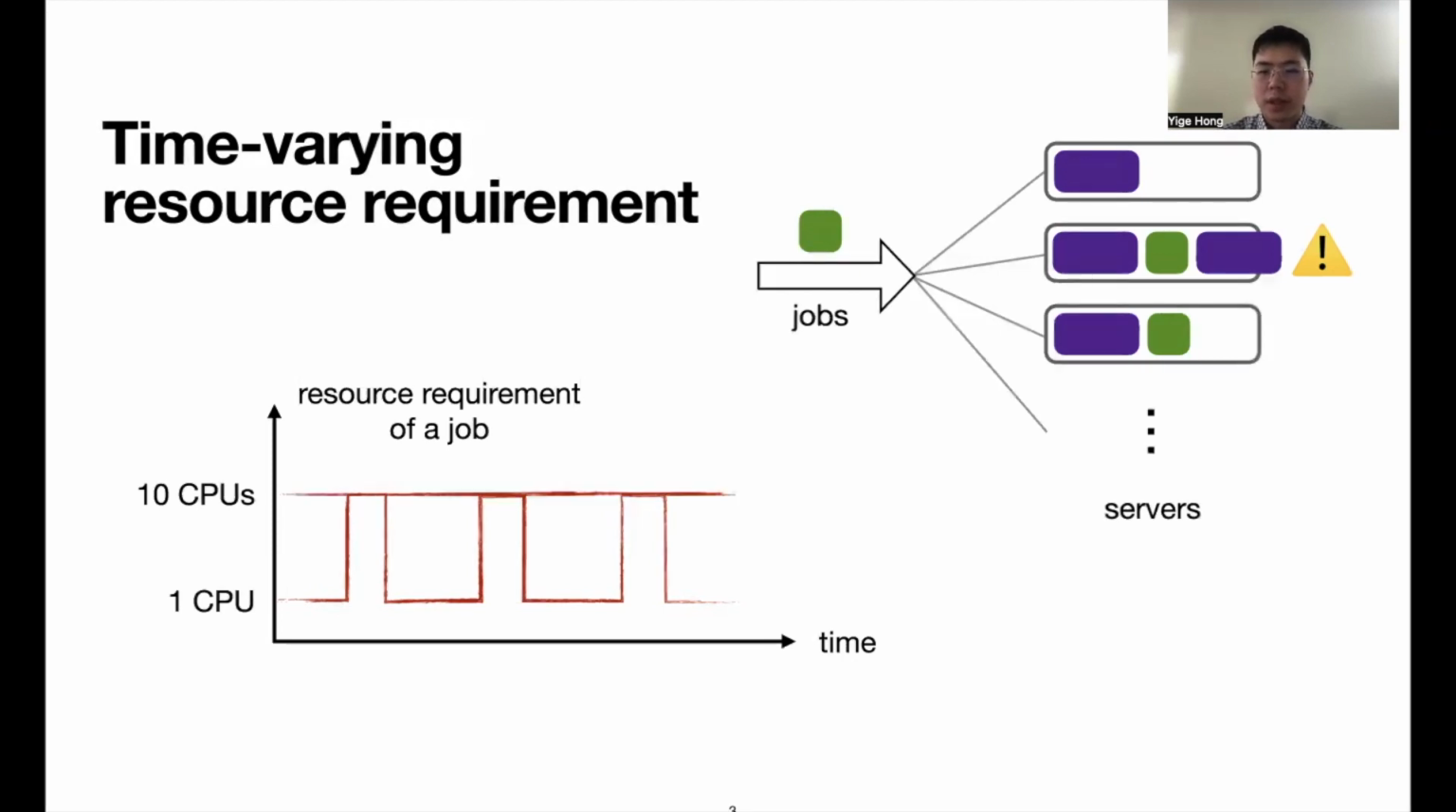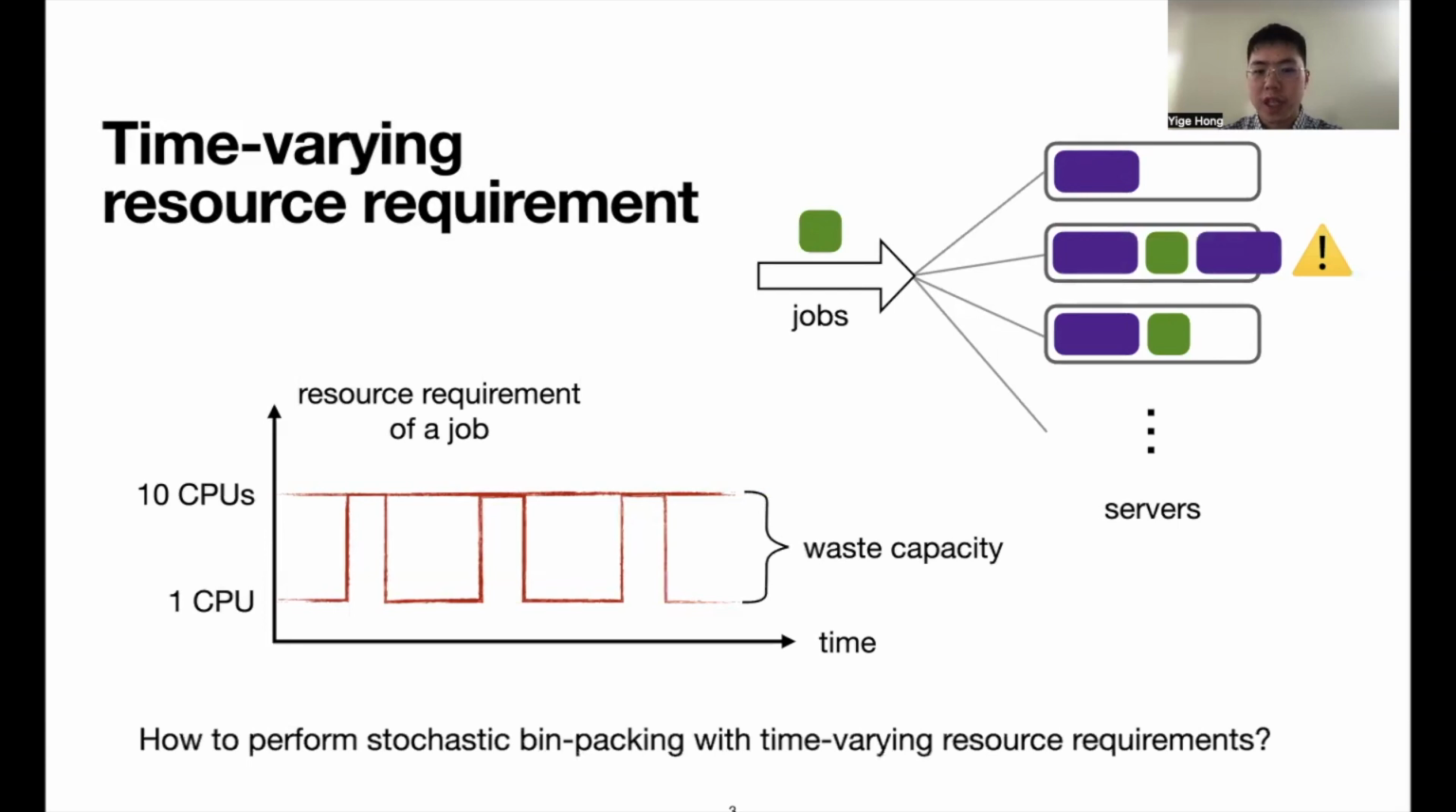One can certainly avoid these complications by just reserving resources for the jobs based on their maximum requirement. But this could waste a lot of capacity if the job only spends a small fraction of time at its maximum requirement. So how should we efficiently perform stochastic bin packing for those jobs with time-varying resource requirements?